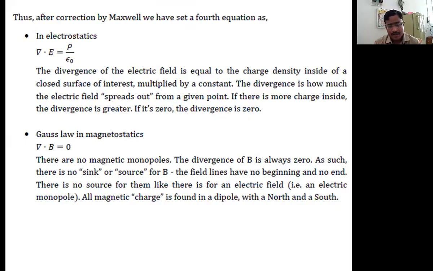What is the significance? Now these are Maxwell's equations. Initially we considered them as Gauss law in electrostatics. Now we will term them Maxwell's equations. Now, what is the first Maxwell's equation? Del dot E, or divergence.